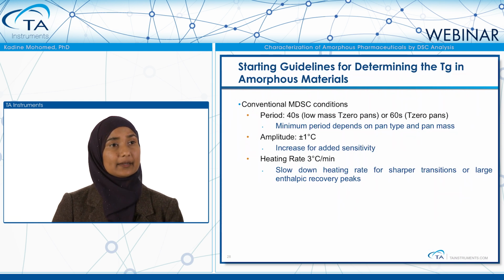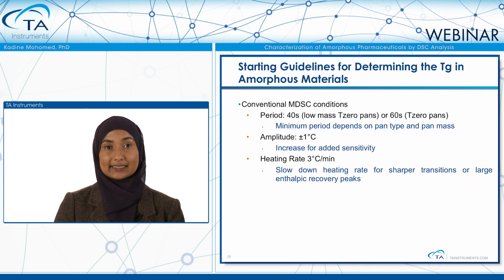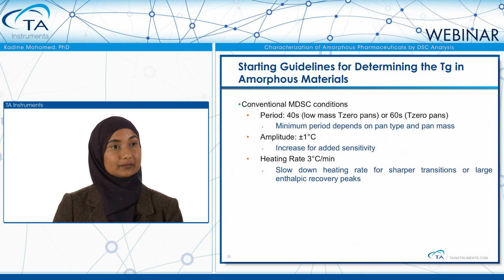For these pan types, you may use a period of 40 seconds or 60 seconds, so anywhere around 40 to 60 seconds. For the T0 pans, which weigh approximately 50 milligrams, a good starting period would be 60 seconds, but you can certainly use something that is higher than that, so 60, 80, even 100 seconds as your modulation period. The minimum period depends on the pan type and the pan mass.